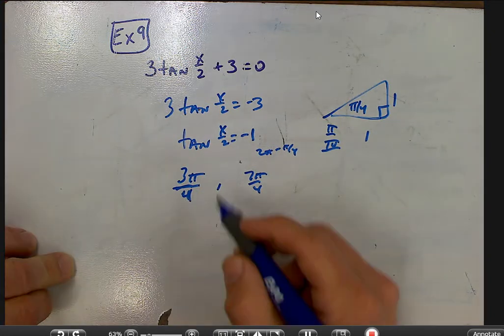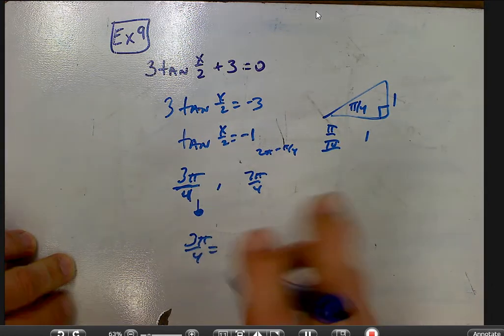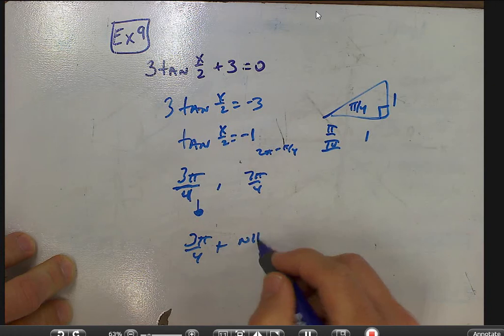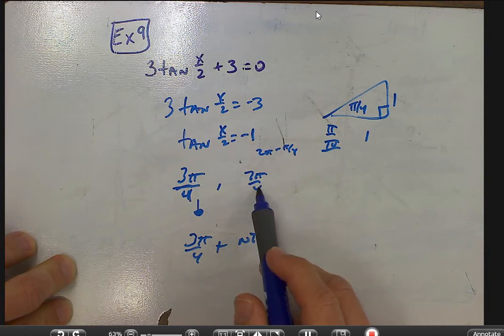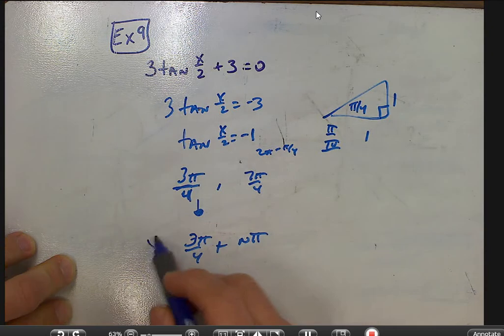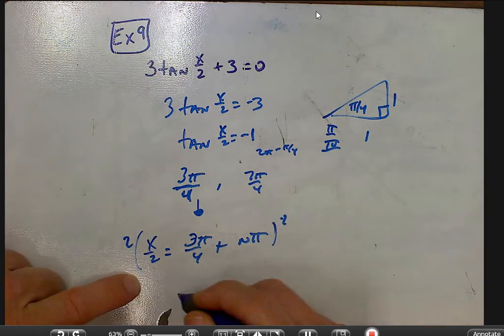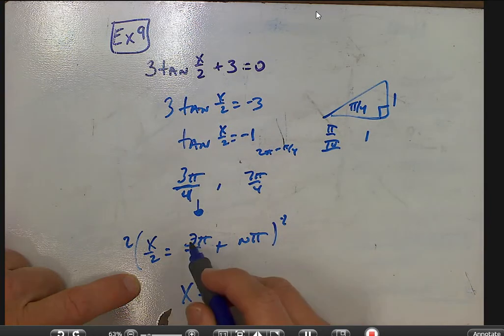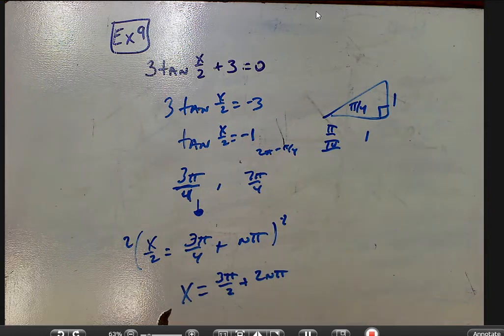But since I'm going to go for all the answers, when I do 3 pi over 4 plus n pi, if n was 1, that would give me 7 pi over 4, so this answer is included in the 3 pi over 4 plus n pi. But since it says x over 2, I say x over 2 equals, now instead of dividing by 2, I'm actually going to multiply everything by 2. And so that gives me x equals 2 times 3 is 6 pi over 4, which reduces to 3 pi over 2, plus 2n pi. And now I have the general form of my answer on example number 9.